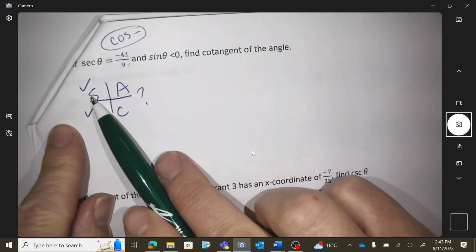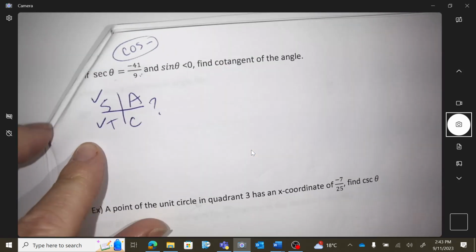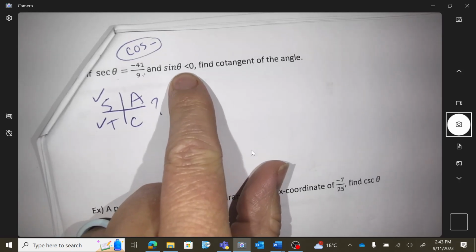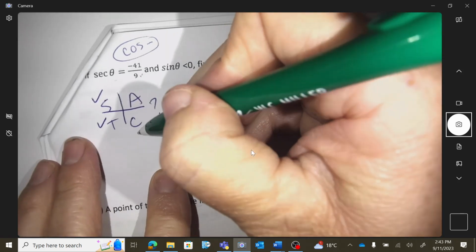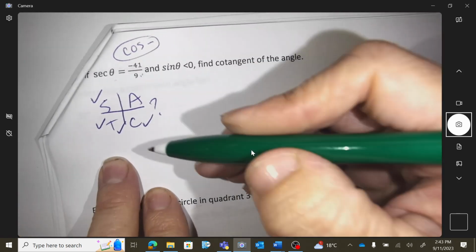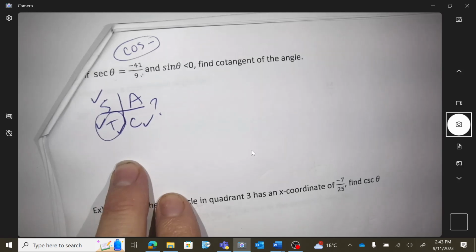Okay, so cos is negative, so I could be in those ones. And this says sine is negative, less than 0. Sine is negative, so I'm in the bottoms. So I would end up in 3.